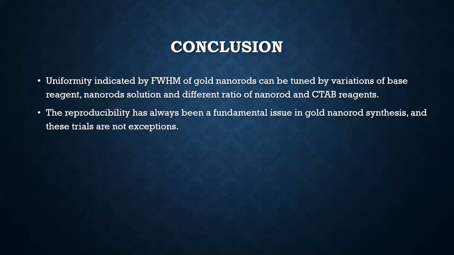So in conclusion, uniformity indicated by the full width at half maximum of gold nanorods can be tuned by variations of base reagents, nanorod solutions, and different ratios of the nanorod and CTAB reagents. Reproducibility has always been a fundamental issue in gold nanorod synthesis, and these trials are not exceptions. The trials and errors need to proceed further to improve reproducibility, and techniques in the synthesis are yet to be developed and practiced further.